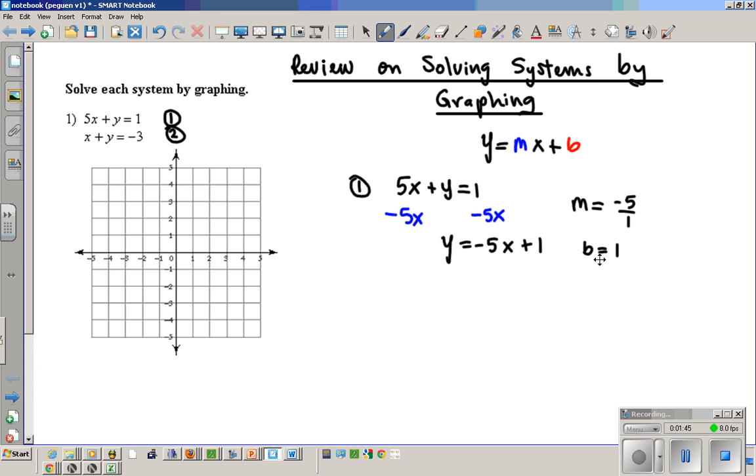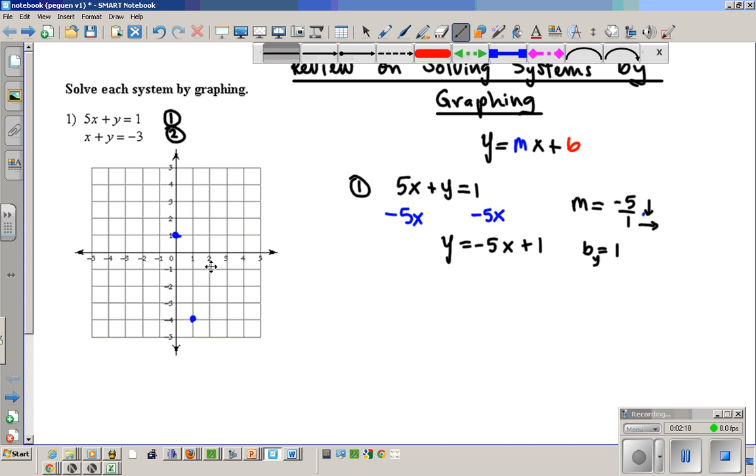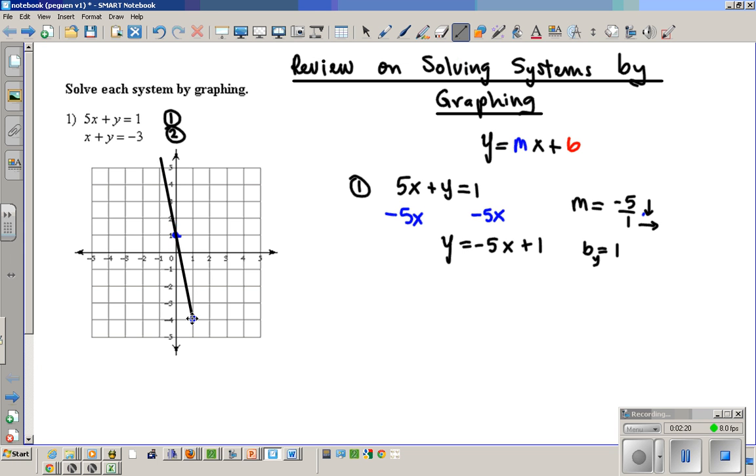But what does this mean? It means this is where you start on the y-axis. You go down 5 and over 1, starting from 1 on the y-axis. So we're going to start from 1 on the y-axis, and then you're going to go down 5: 1, 2, 3, 4, 5, and over 1. Remember, a negative slope means that your line is descending, okay? So down 5, over 1. So let's draw a line for line 1, like that.